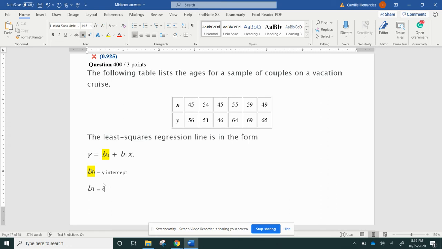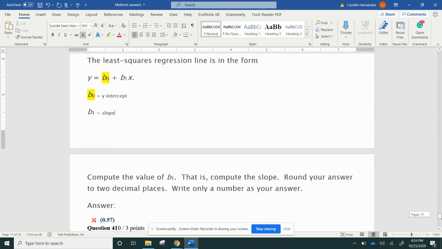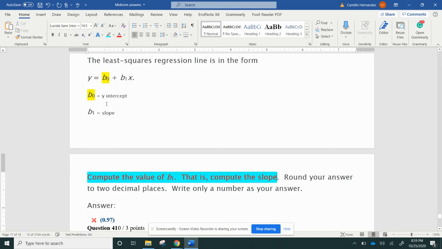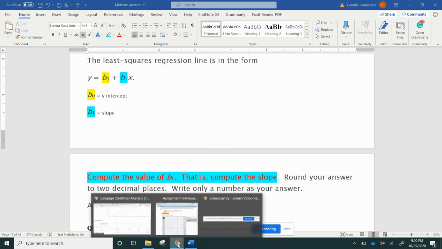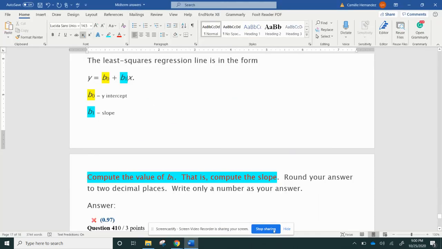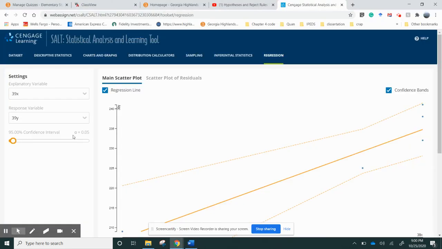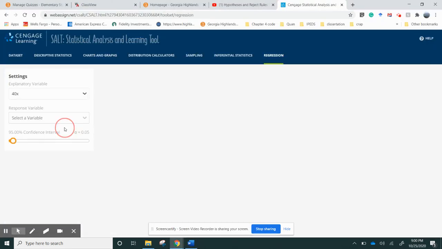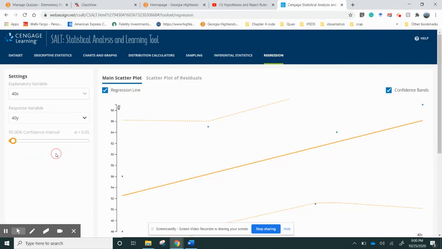Okay. All right, and it wants me to find the slope. Okay, compute the slope because it tells me right here, compute the slope. Okay, it's really easy to do, and I'm going to do it in this color just so I know where it is. I know I'm using a lot of different colors, but it makes it easier for me. All right, so I'm going to go back here, and now remember I'm doing problem 40. So I go back to SALT. I'm going to do 40x and then 40y. Okay, here's my regression line.